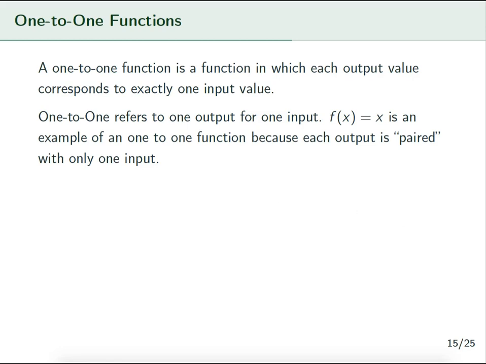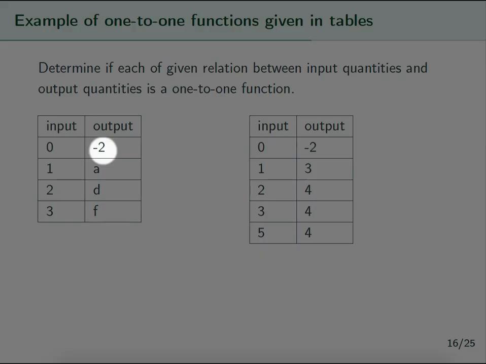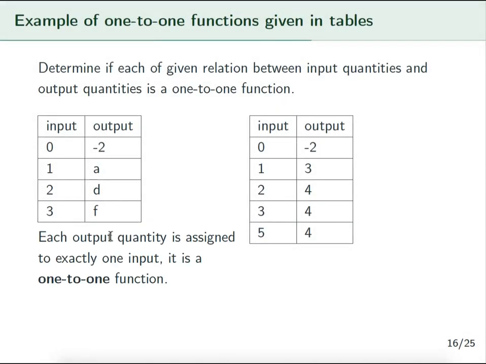Let's demonstrate an example using a table again. In order to determine if a function is one-to-one, first of all, it has to be a function. Here we have a function in the left table. Each input goes to one output, but also each output is not repeated anywhere else. Negative 2 is only paired with input 0. A is only paired with 1. D is only paired with 2. F is only paired with 3.